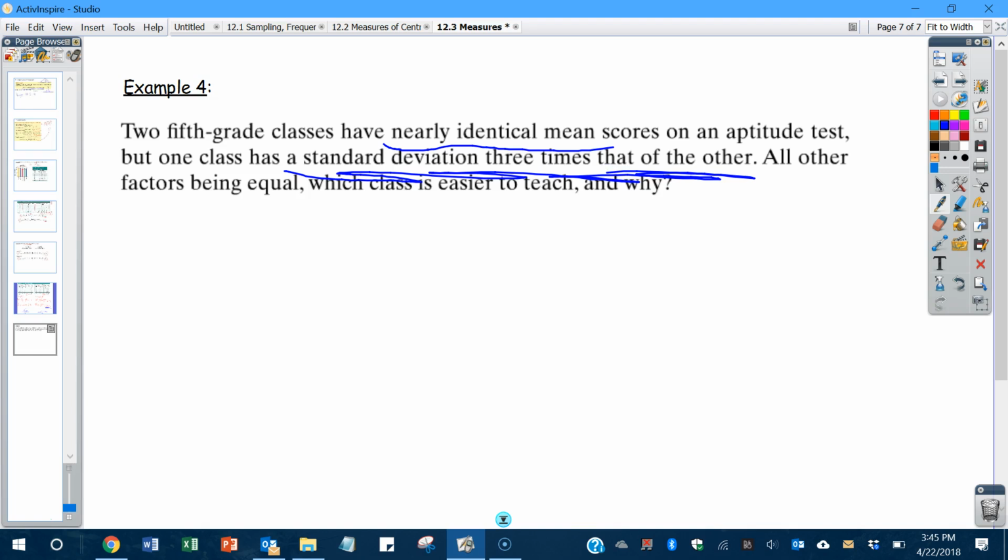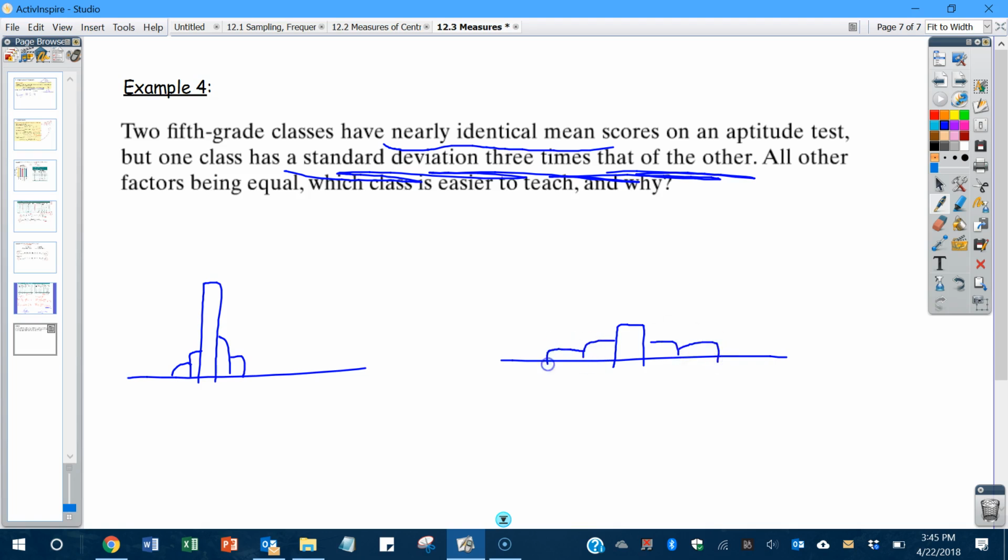That means that one class looks like this, whereas the other class might look like this. This is that same drawing I keep drawing. Even though these means might be the same, this class has students way down here and way up here, a few in the middle and some over here, whereas this class has most of its students right here, a few over here and a few over here, but nothing way down here and nothing way up here. You see why spread makes such a big deal?